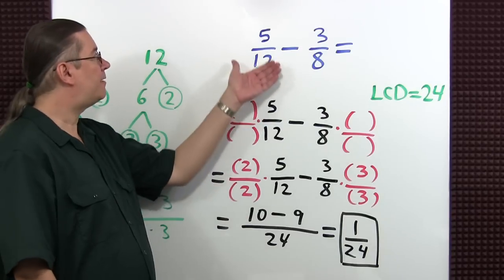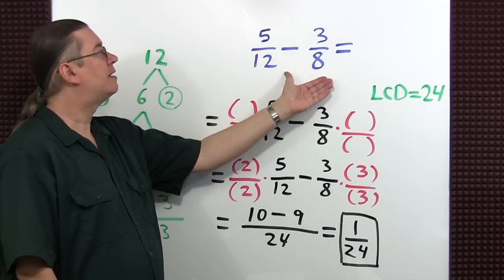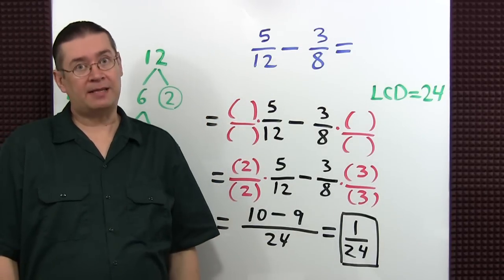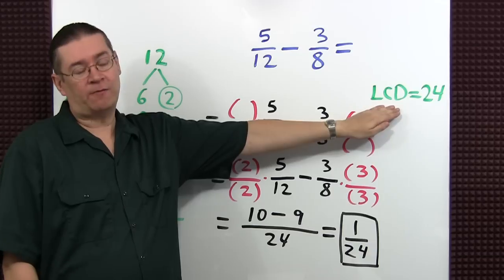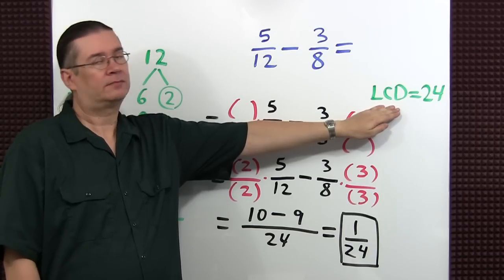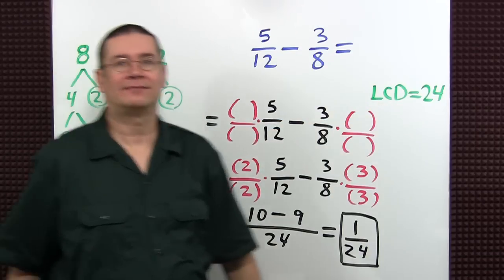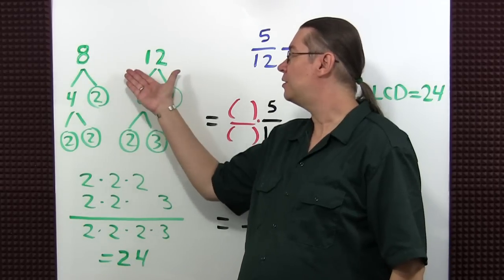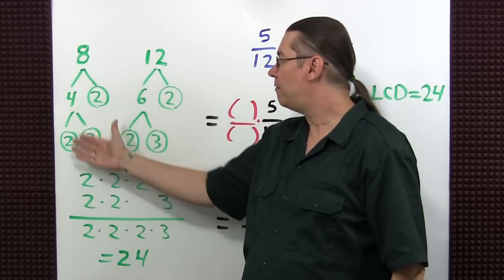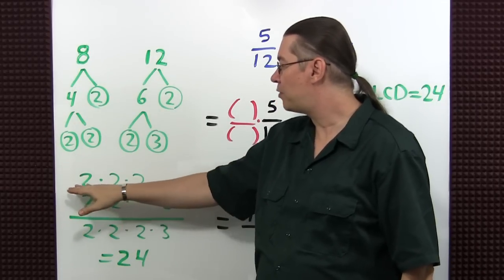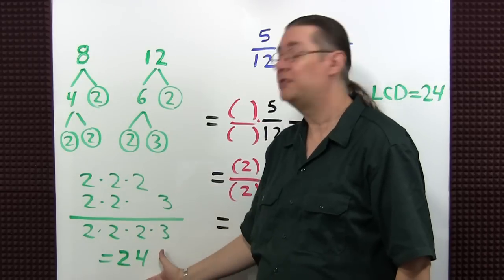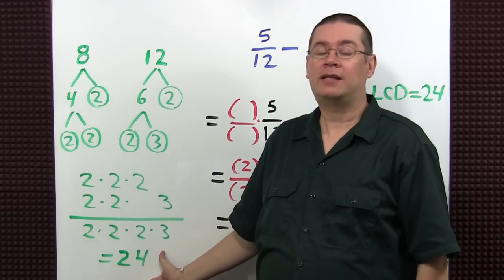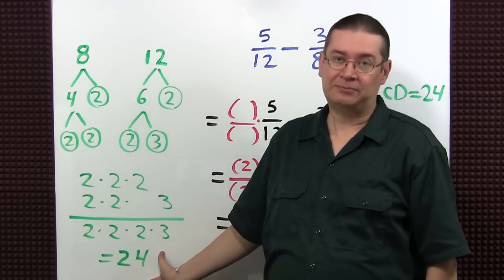To subtract 5/12 minus 3/8, you're going to need the LCD. In this case, it's 24. How did I get that? Well, I found the LCM of 8 and 12. I created my factor trees and wrote down my prime factors and got 24. The LCM is also the LCD.